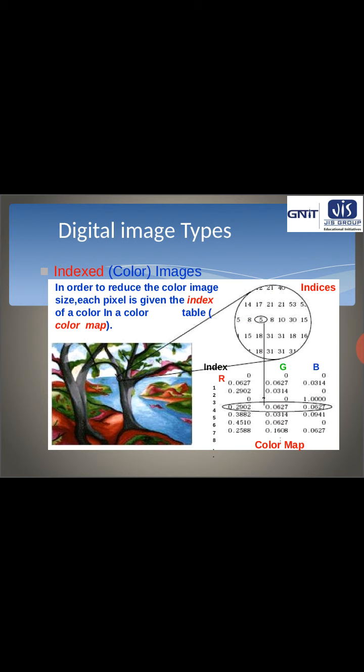Now if we take the indexed color image, this is another type of color image. In order to reduce the color image size, each pixel is given as the index of a color in a color table or color map. So here we can see this is a special type of indexed color image.